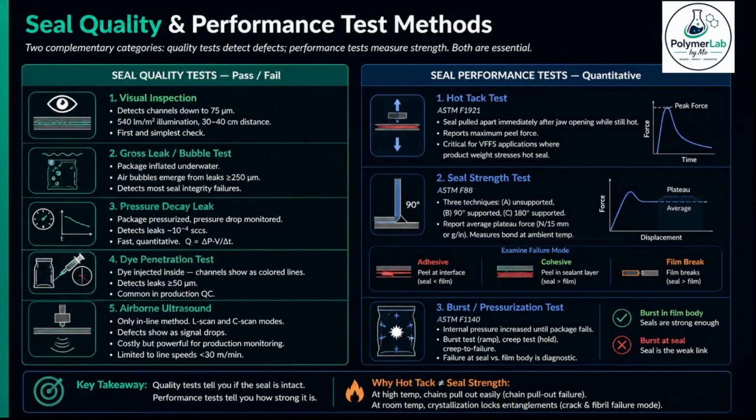Now we need to be able to measure seals, both to detect defects and to quantify strengths. There are two categories of tests, and they are complementary. You need both.